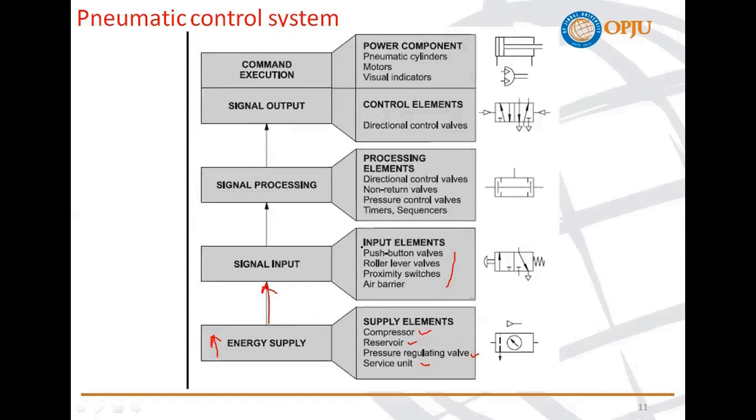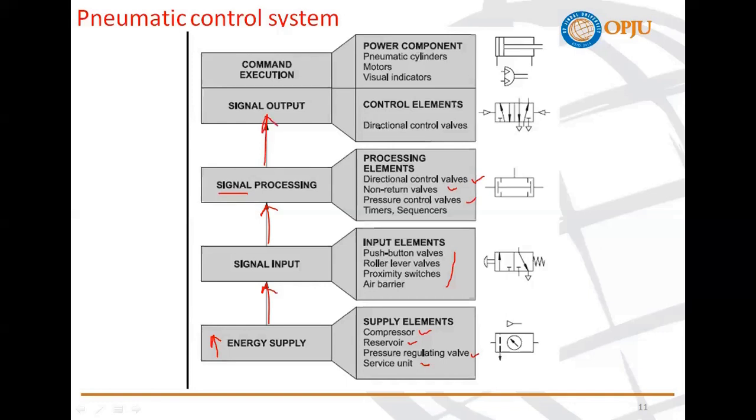And from this valve, the return valve, pressure control valve, or various types of primers and sequence. Then after processing the compressed air or the signal, I am getting the output, or I can say it is a signal output.